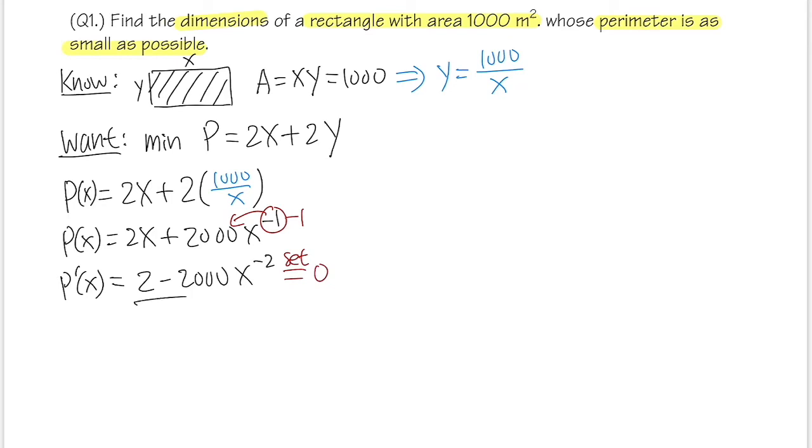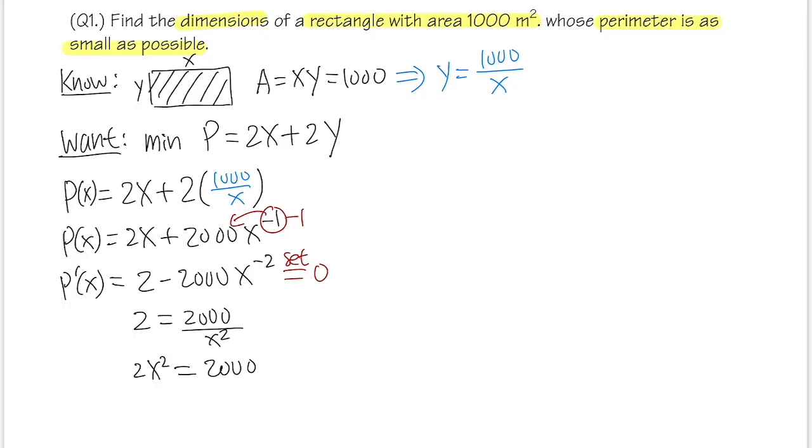You can try to solve this by factoring, or I will do it this way. I'll put this to the other side and then try to isolate the x. So we get 2 equals positive 2000, and the x to the negative 2 is the same as saying over x squared. So let's do that. Now multiply both sides by x squared. We get 2x squared equals 2000.